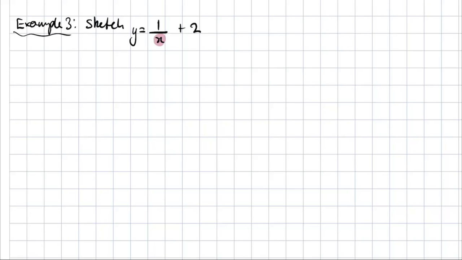Now, when I look at the denominator, the x is by itself, so it hasn't moved left or right. The other thing that I look at is the number off to the side. If this number exists and it's not a 0, it means the hyperbola has either moved up or down. Because this is a +2, our hyperbola has moved up 2. The other thing to consider is that this is a positive hyperbola, so it'll be in the top right and bottom left quadrants.